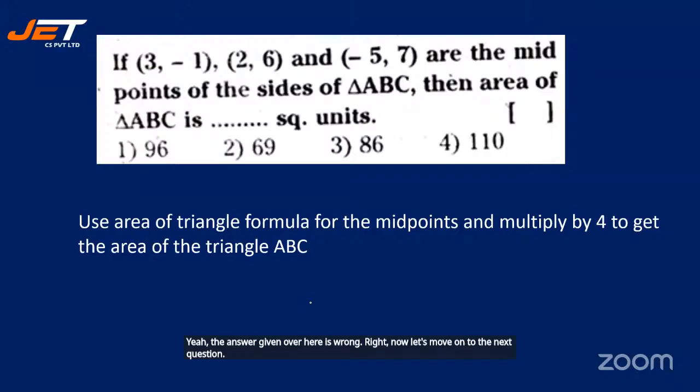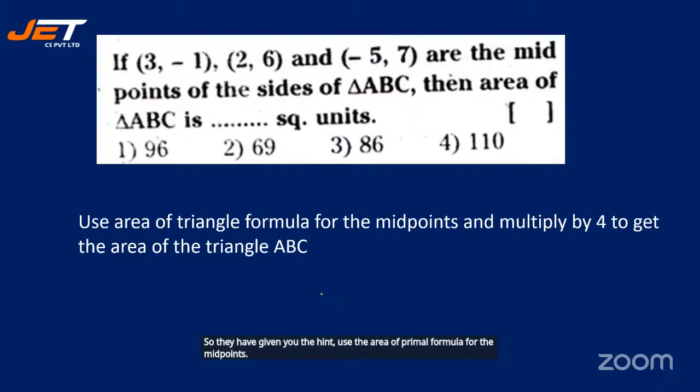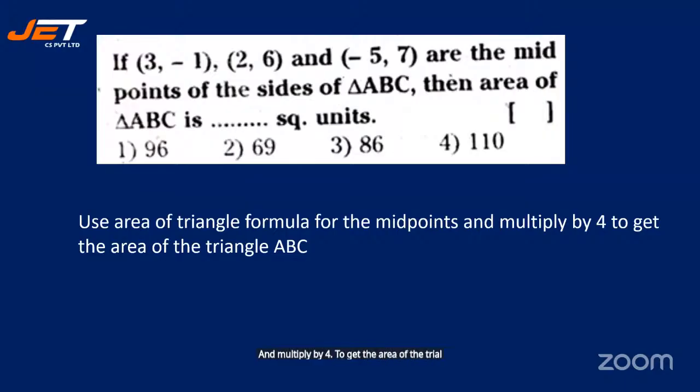If 3 comma minus 1, 2 comma 6 and minus 5 comma 7 are the midpoints of the sides of the triangle ABC, then the area of the triangle ABC is dash square units. So they have given you the hint: use the area of triangle formula for the midpoints and multiply by 4 to get the area of the triangle ABC.